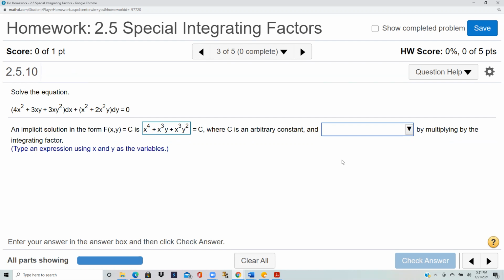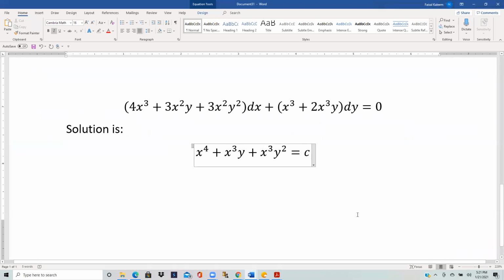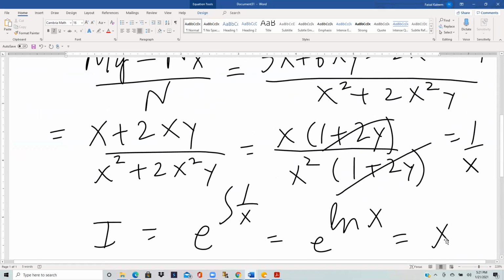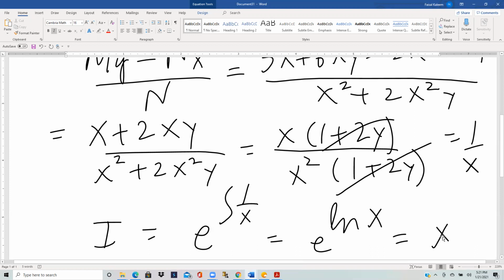But here, instead of being 1 over x, the integrating factor was just x. Remember, you multiplied this equation with x. The integrating factor was x. And so when you multiply by x, then actually you can gain a solution. Or when you multiply by x cube or x square or any power of x, then you can gain a solution, because just think about it.